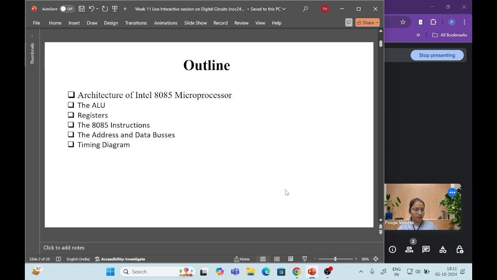So let's solve some problems which are very similar to your assignment questions. It may be helpful within your problem solving.